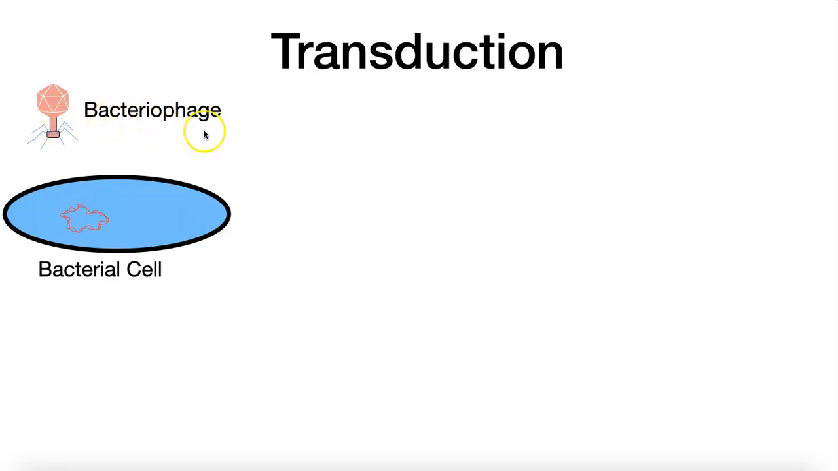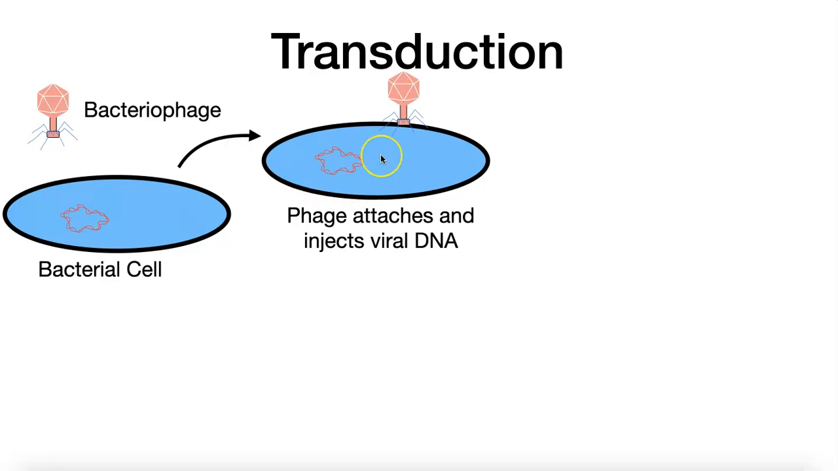And if you remember, all viruses have to use a host cell to make more viruses. So in this case, bacteriophage use bacterial cells. This is the DNA molecule that exists in the bacterial cell, the host cell's DNA. And what the virus is going to do is inject its DNA into the host cell.